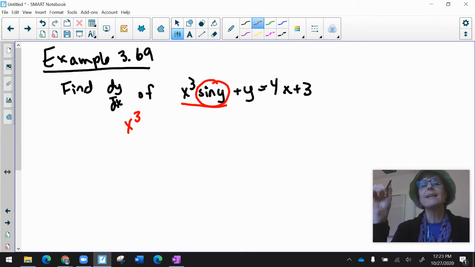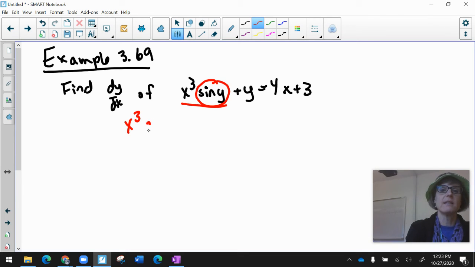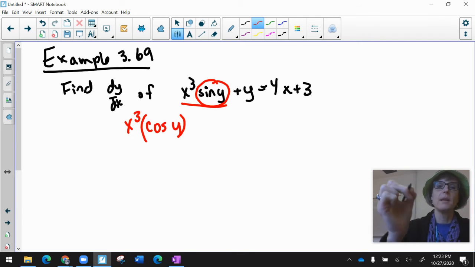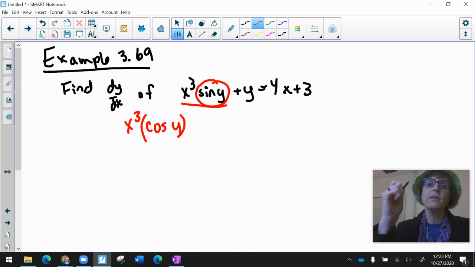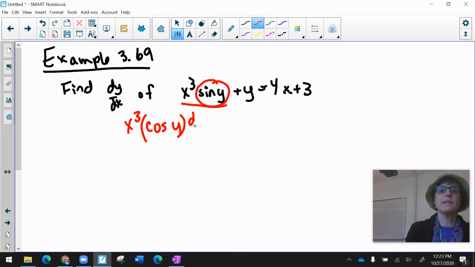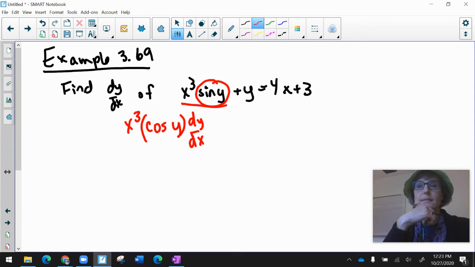Okay, and again, that's a composite function. My outside function is sine, my inside function is y. So the derivative of sine is cosine of y. But then, because the argument of my trig function isn't just an x, I have to use the chain rule and take the derivative of what's inside. So that's going to be multiplied by dy dx.